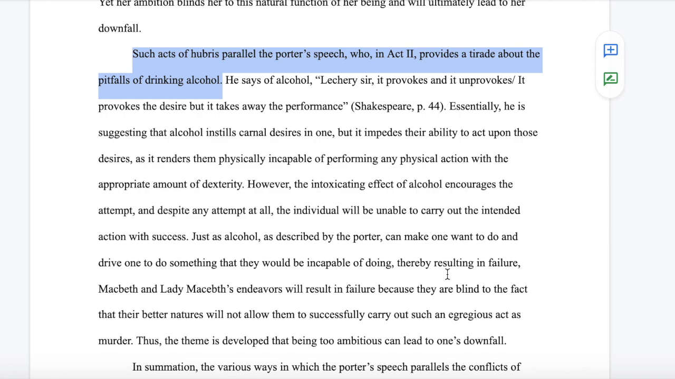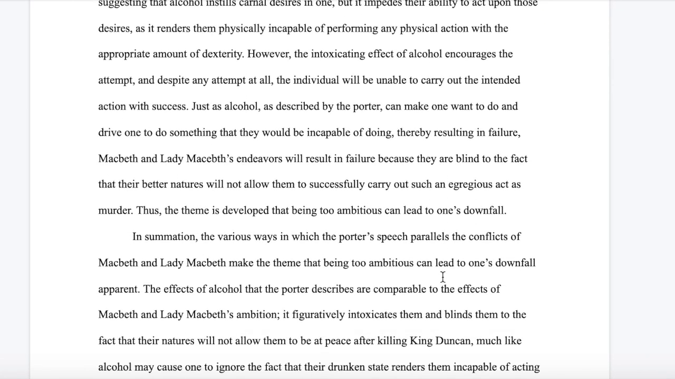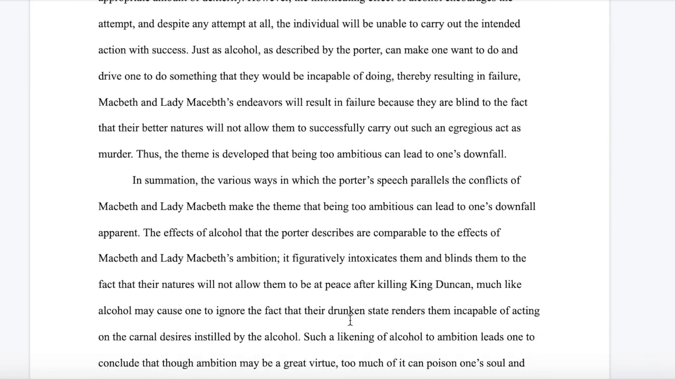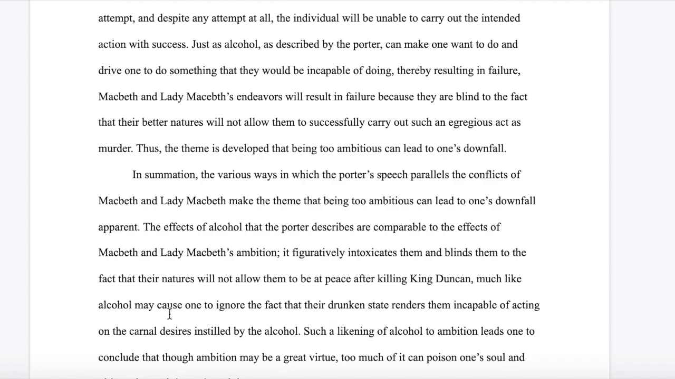Either give an explanation of how it provides an example of what you're saying or proves whatever it is that you're saying. And then for the conclusion, what you want to do is just recapitulate all your points. Just in very brief terms, explain how you proved your points, and then leave the reader with something to think about at the end. Some final thoughts that you want the reader to take away.